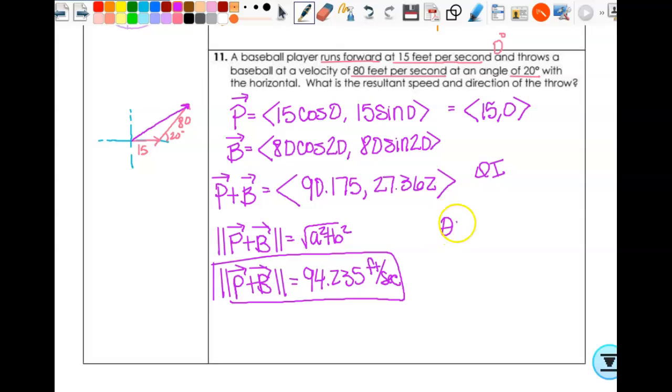Then theta, we know that that's the tangent inverse of b over a. And since this is a first quadrant angle, and I don't have to do any kind of bearing stuff, then what the calculator gives me is theta. And theta is 16.879 degrees.